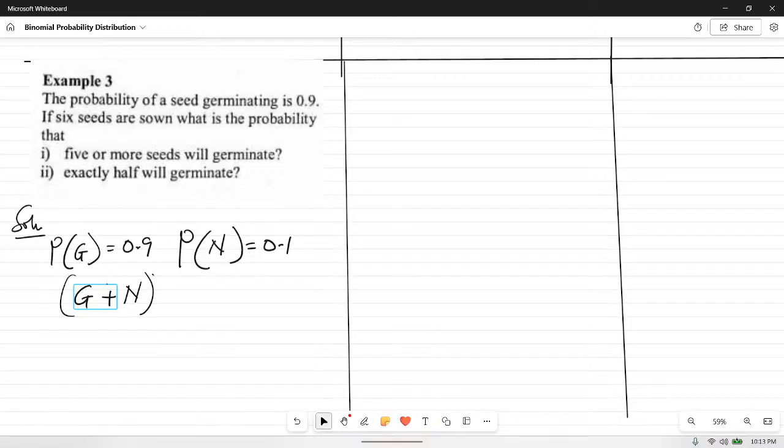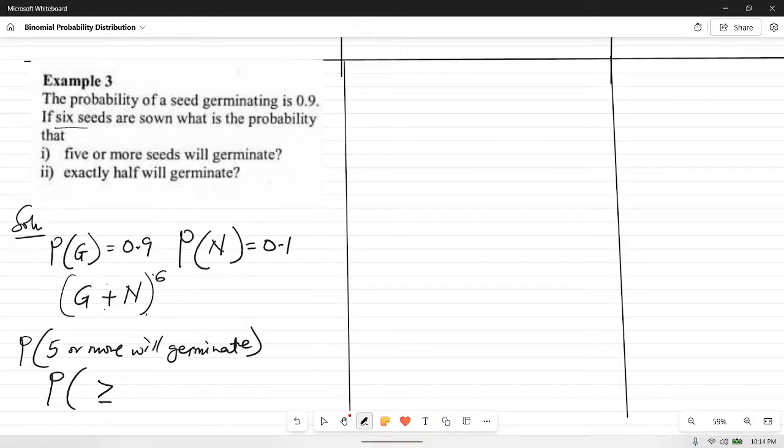So now, how many times was it done? From this box. Now, if 6 seeds are thrown, the number of trials is 6. And they ask, what's the probability that 5 or more will germinate? The inequality becomes greater than or equal to 5, so germinate should be greater than or equal to 5.